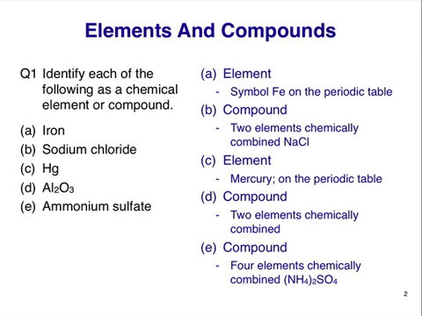Ammonium sulfate. This is tough because we might not know the chemical formula of ammonium sulfate. It is actually (NH4)2SO4. Regardless, even if we didn't know this, we would not find anything named ammonium sulfate on the periodic table, so it must be a compound.